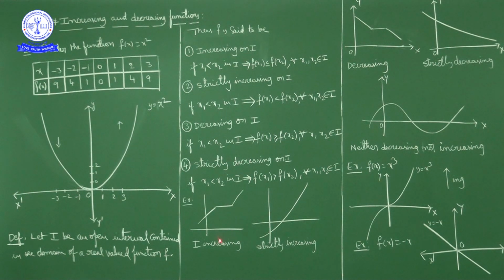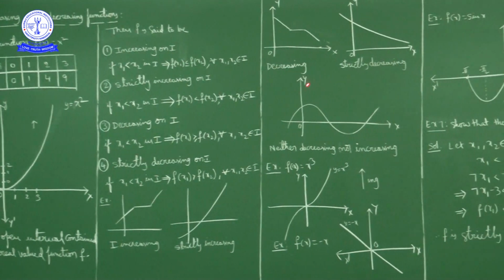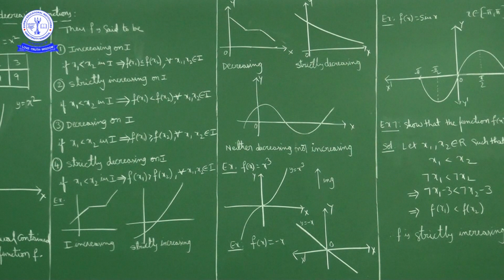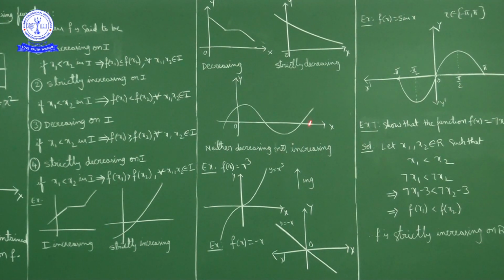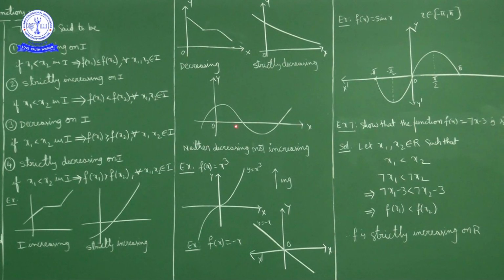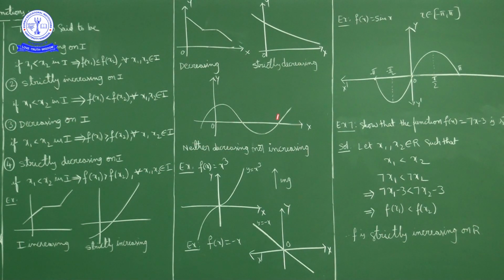Now here, this is an example of increasing, strictly increasing. This is decreasing, strictly decreasing. But this graph is neither increasing nor decreasing. This graph is neither increasing nor decreasing. In some intervals it is increasing, in some intervals it is decreasing, so it is neither an increasing nor a decreasing graph.